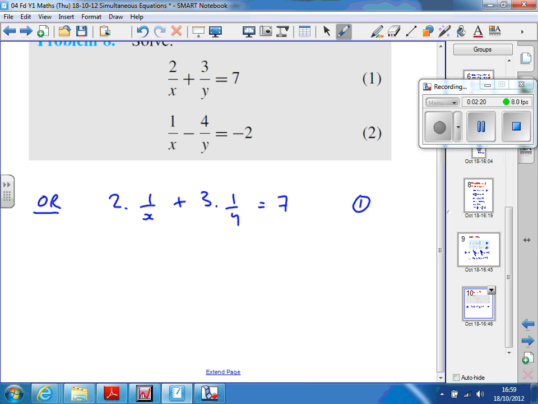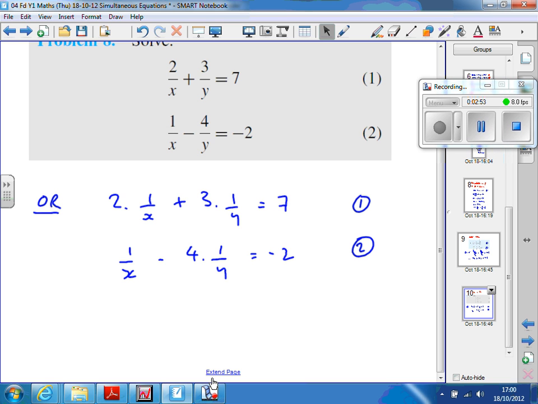Do you remember that one of the first sessions we had, dividing by something is the same as multiplying by 1 over it. So how could I rewrite the second one? 1 over x minus, what could I write instead of 4 over y? Right. 1 over y times 4, yeah. Equals minus 2. That's another way of writing equation 2.